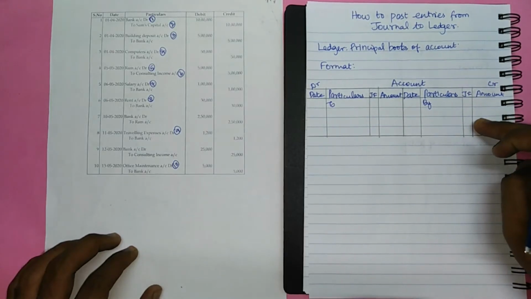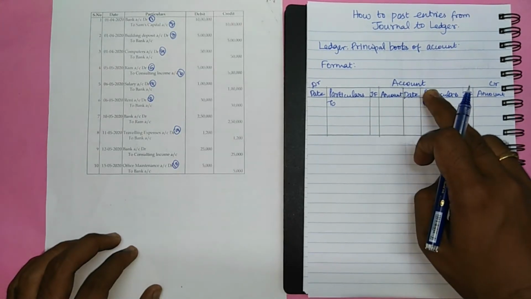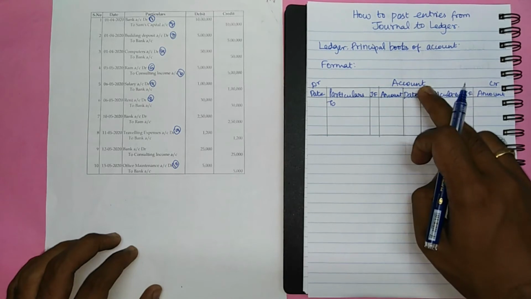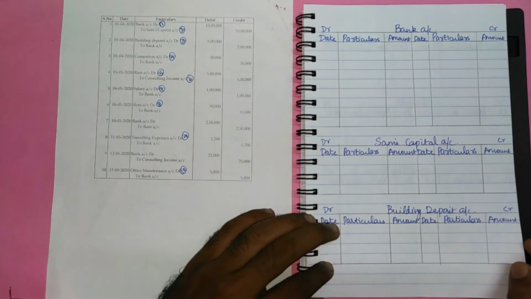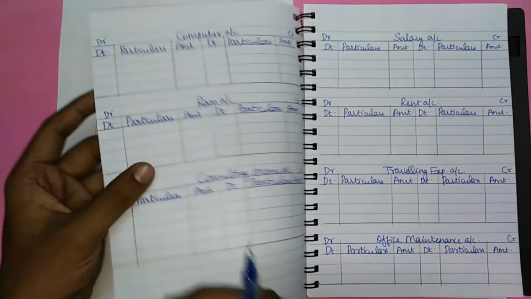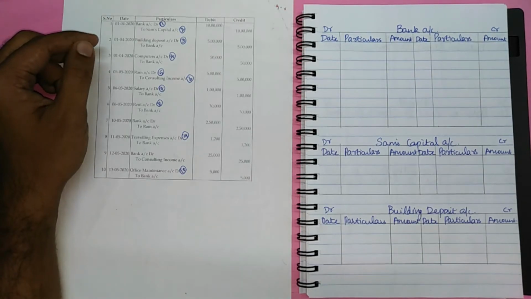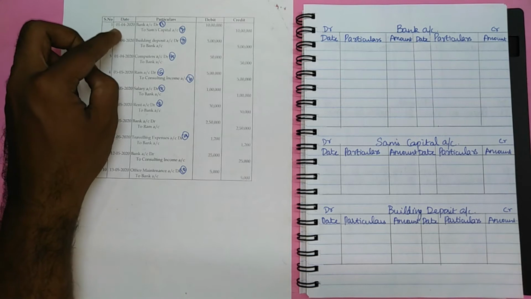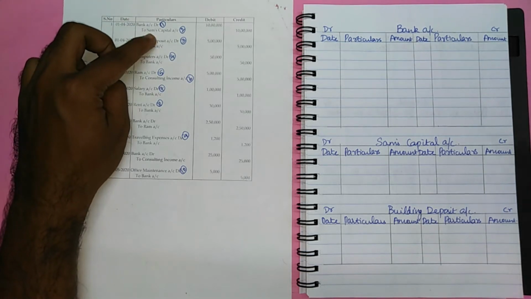So like this, we have to create 10 ledger accounts with the name of the respective accounts at the top. For example, bank account, Sam's Capital account, computers account, etc. In order to save time, I have prepared the format of all these 10 ledger accounts. Therefore, now we can start posting the entries one by one. The first entry, it is on 1st April 2020, bank account debit to Sam's Capital account, rupees 10 lakh. The two account heads involved are bank account and Sam's Capital account. So we have here bank account and Sam's Capital account.